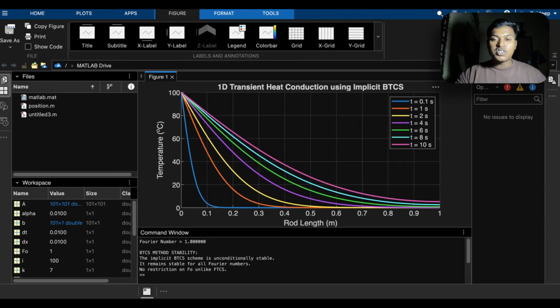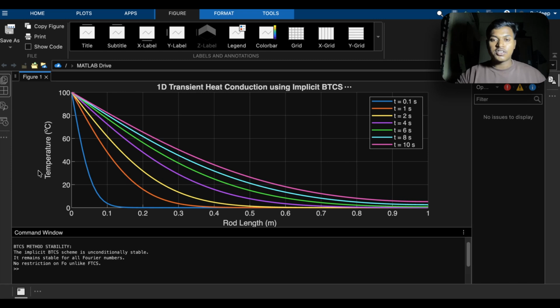Initially, the rod temperature is 0 everywhere. As time increases, heat diffuses from the left boundary into the rod. Near the insulated boundary, the temperature gradient gradually becomes flatter, indicating zero heat transfer through the insulated end. Thus, the numerical results correctly represent one-dimensional transient heat conduction.